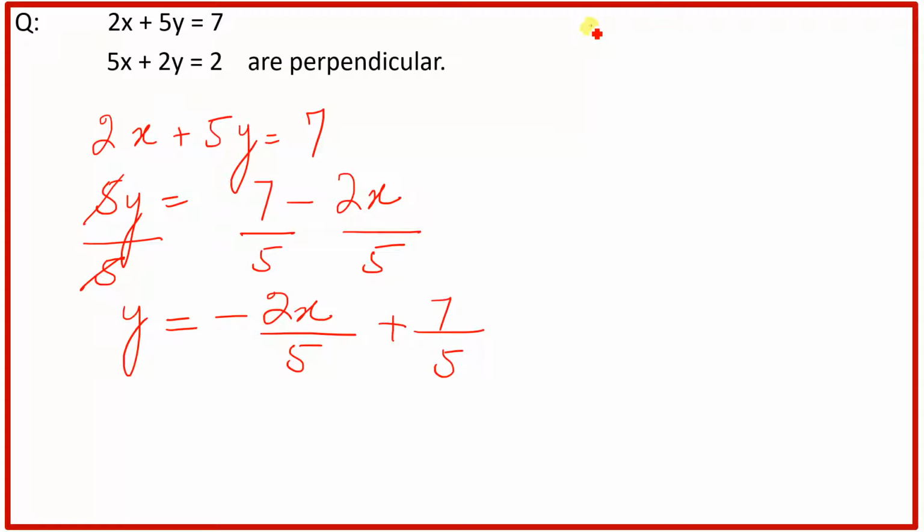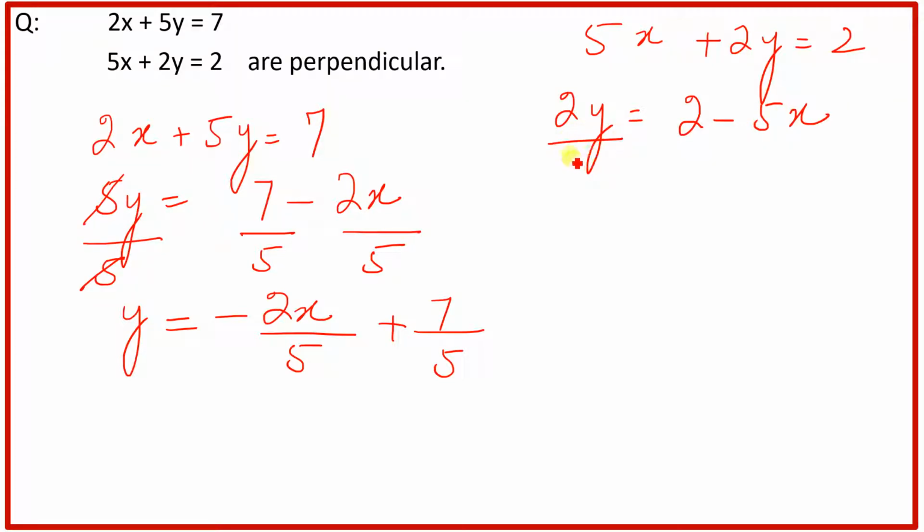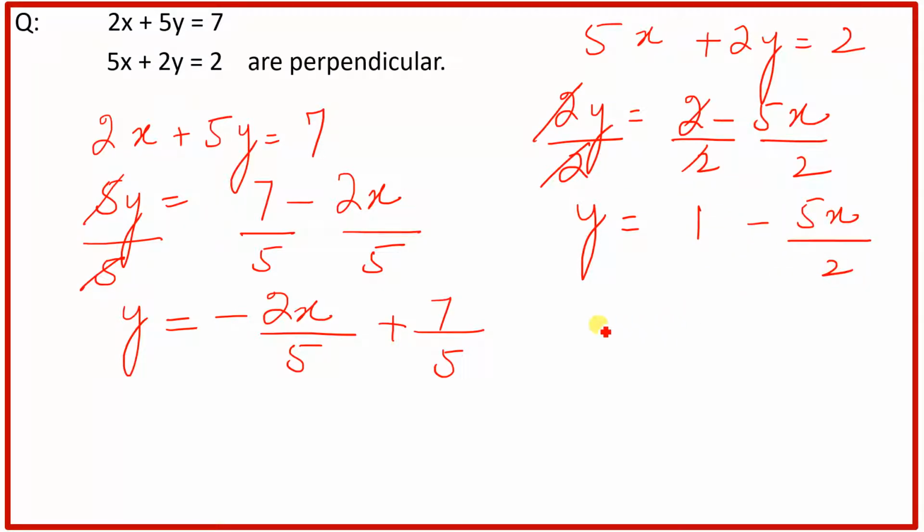Now the second equation, 5x plus 2y is equal to 2. We have to solve for y. 2y is equal to 2 minus 5x, but here we want only the value of y, so we have to divide by 2. This will cancel. We now have only y, which is equal to 1 minus 5x over 2, or we can write y is equal to -5 over 2 x plus 1.